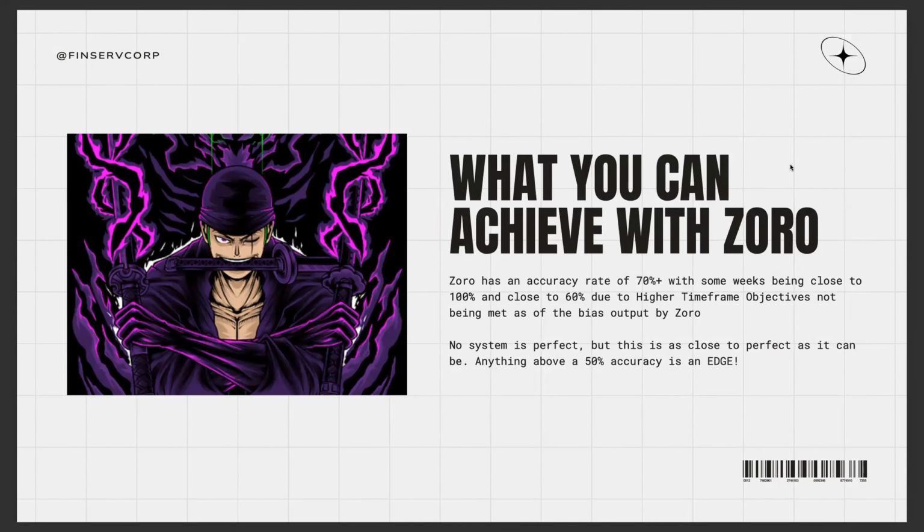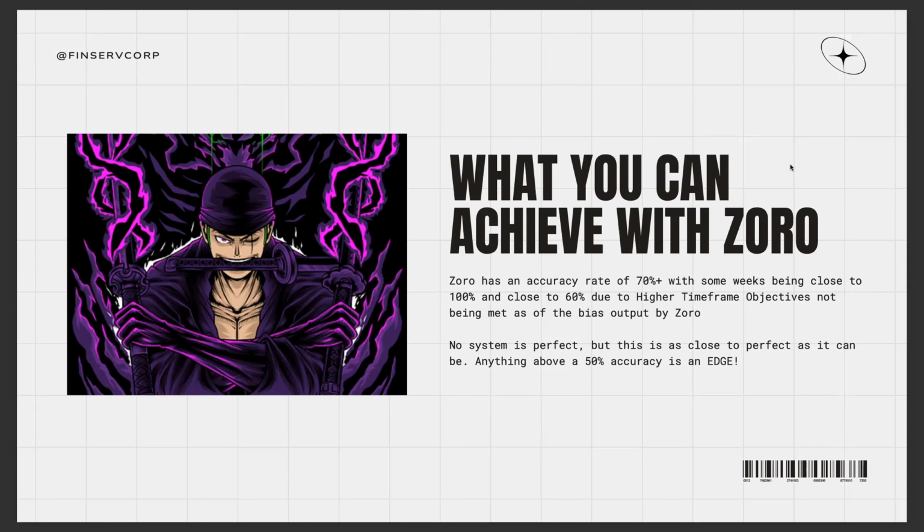Zoro has an accuracy rate of 70% plus. There are going to be weeks in which it's close to 100%, and there are also going to be weeks in which it's close to 60 to 50%. That is because of a higher time frame problem. Whenever you have higher time frame objectives, sometimes price tends to just spool in one direction. And if it spools in one direction, then we know that price is essentially going to be problematic when you have a particular bias in mind. It's always going to be problematic when you have a particular bias in mind.